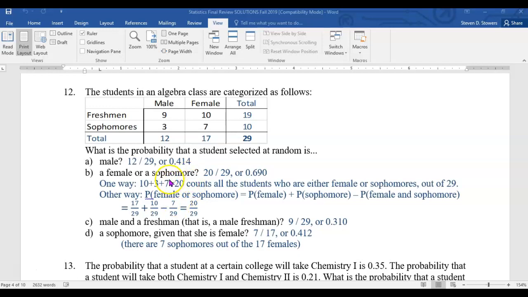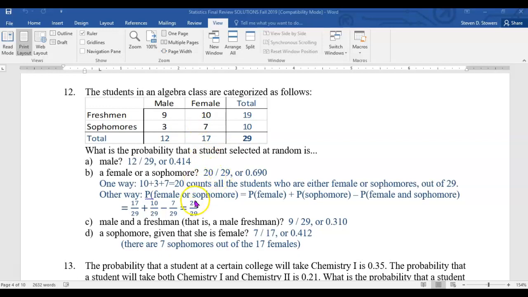The probability that a student is a female or a sophomore. Well, the answer is 20 over 29. And there are two different ways you could figure that out. One way would be to just go through and count how many of these students fit that description. These 9 male freshmen do not count, but these 10 female freshmen do. They're female, so they count as being female or sophomore. These 3 male sophomores count, and these 7 female sophomores count. So altogether, that's 10 plus 3 plus 7, 20 out of 29.